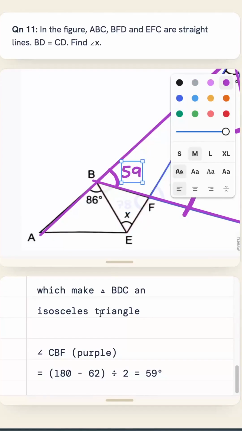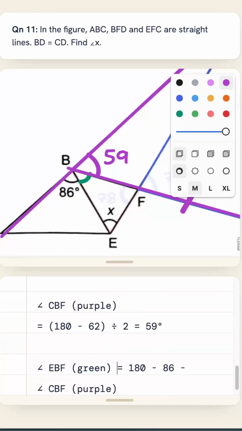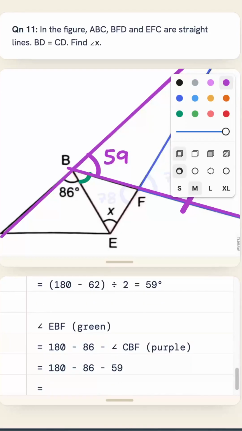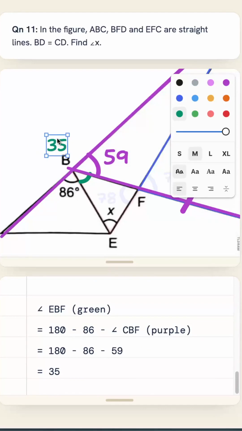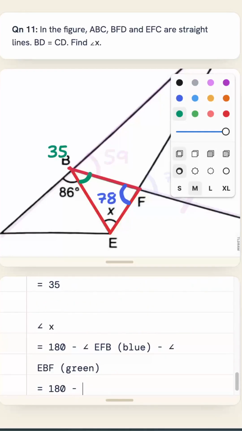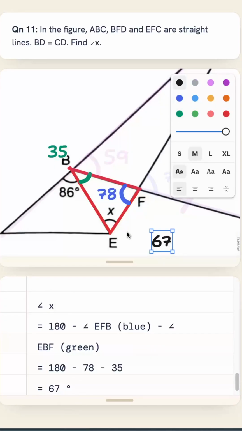So once we know this angle is 59 degrees, that means we can find our green angle. The green angle is basically 180 minus 86 minus the purple angle, which in this case is, sorry, not 159, but 59. And this will give us 35 degrees. That's what I see over here. So since we know this green angle is 35, and the other angle is 78 degrees, we can find angle X. Angle X will then be equal to 180 minus 78, then minus 35, and this will give us 67 degrees. So there you go, angle X is 67 degrees.